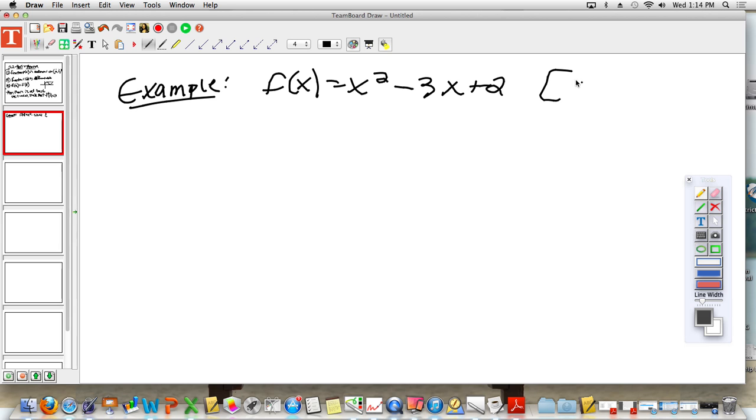A parabola. As long as the interval that they give us includes the high point or the low point of that parabola, then this is kind of like a no-brainer. But we're going to start with something simple, and work up to something a little bit harder.